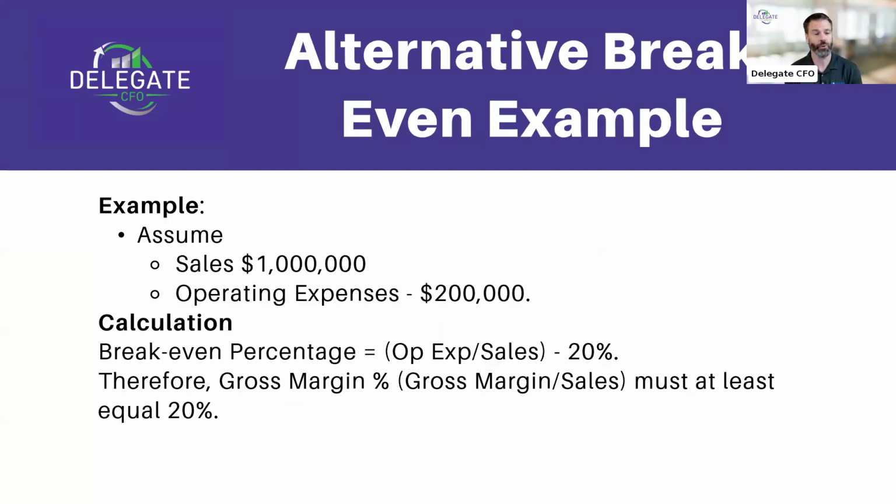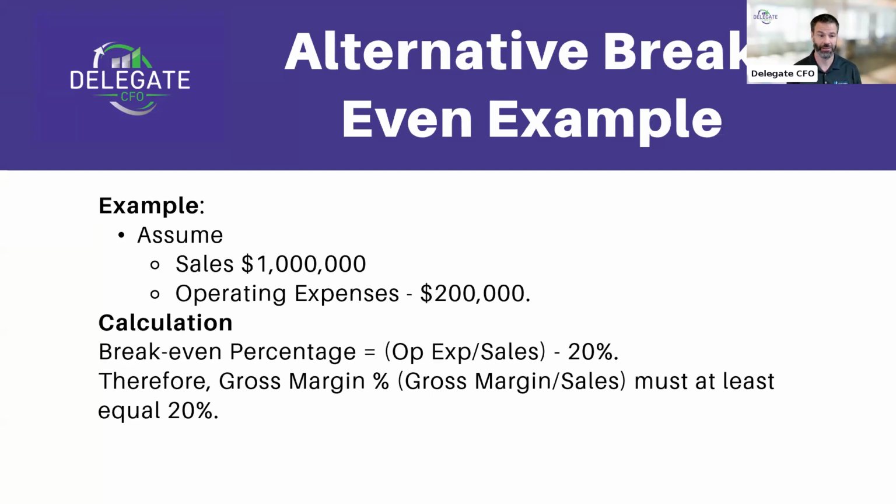So let's assume we have $1 million in sales. Again, we have sales minus cost of goods sold equals gross margin, and then we have operating expenses below that. So our operating expenses is 200,000. Based on this formula, our operating expenses as a percent of sales is 20%. What that tells us is that for this particular company, our gross margin percent has got to be 20% or higher for us to break even or make money.